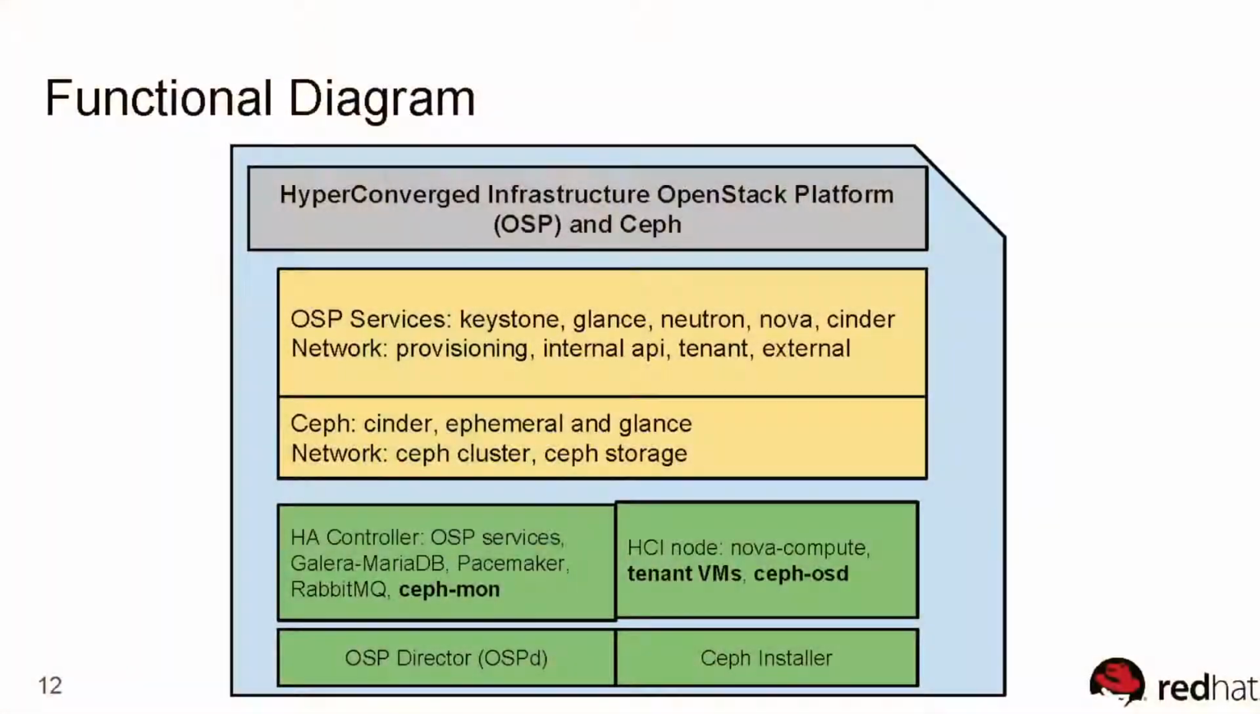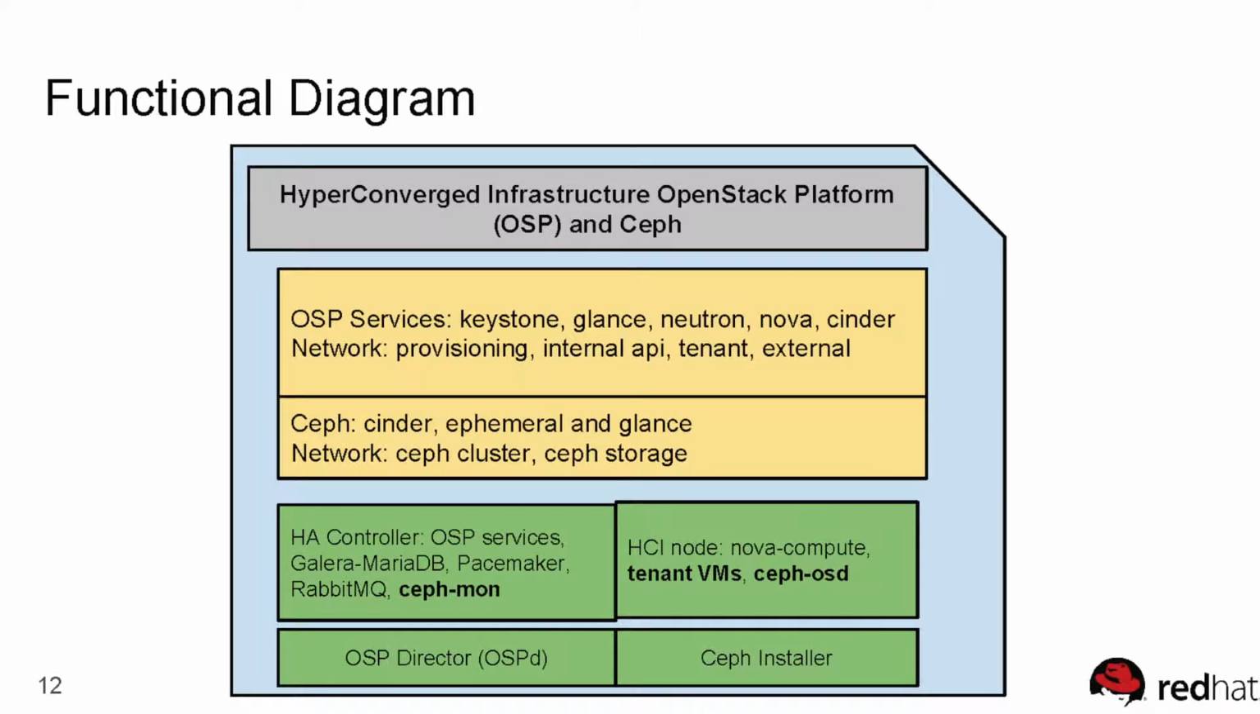And what we're doing here with hyperconvergence is we're saying, okay, the controller is going to run all the OSP services and some ancillary services that are required by the Red Hat OpenStack solution, and then it will run Ceph monitors. The hyperconverged node is going to run the Nova compute and the tenant VMs, or guest VMs, and then it will run the Ceph OSDs, and this is where all the storage is, right? So all the disks can be used for that.